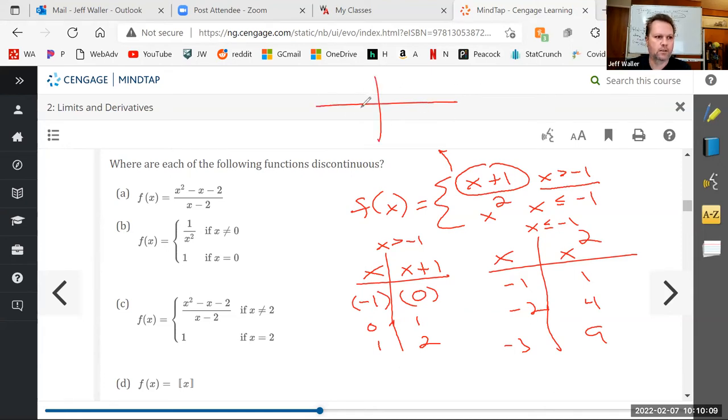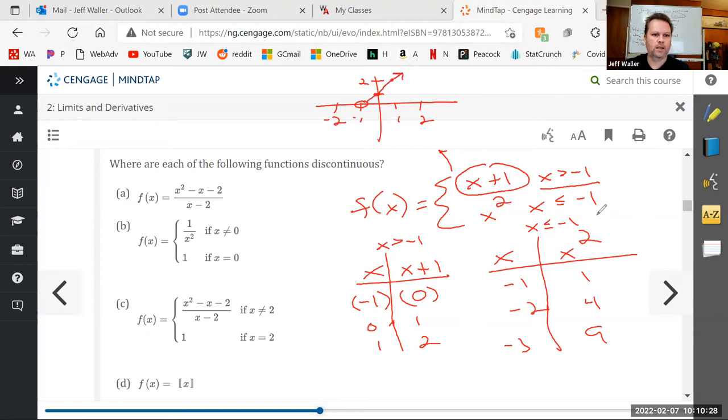So here's negative one, negative two. Good job, buddy. One, two, great, fantastic. So let me graph this. I know at negative one, zero, there's going to be an open circle. And then at zero, it's one. And then at one, it's two. Okay, that's fascinating. All right, so there's my line.